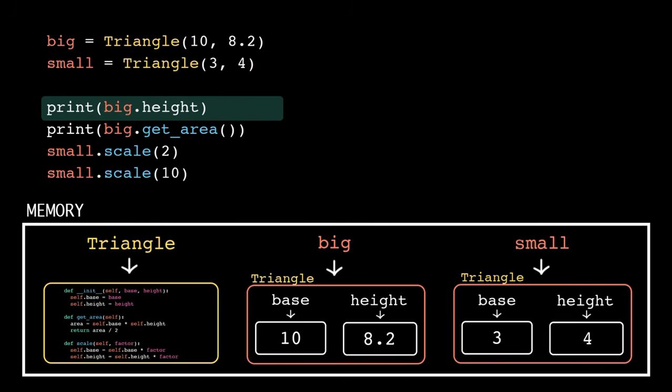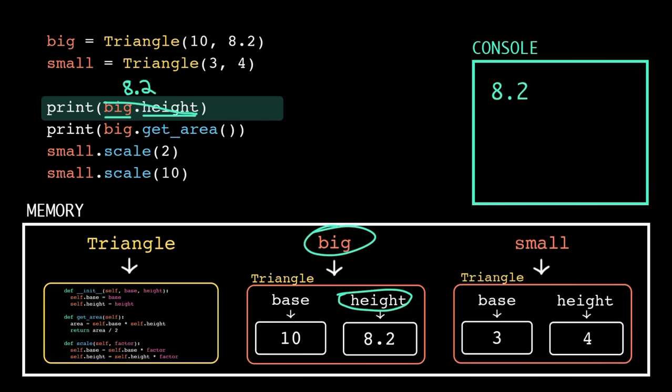All right, we're at this print statement. We evaluate parentheses from the inside out. So Python starts by looking for the name big in memory. And of course, it finds our object. The dot syntax then tells Python to look for the name height inside of big. And inside big, it finds the attribute height. So we grab that value 8.2 and substitute it back in. And then print it to the console.